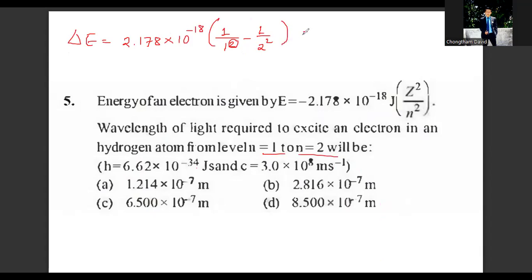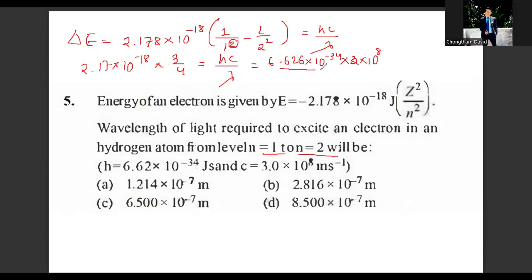Then this must be equals, according to Planck's quantum theory, hc by lambda. Now simply substitute the values of energy, 2.178 into 10 to the power minus 18. For simplicity's sake, I'm just writing 2.17, right? 3 by 4. This is the required value you have by far. So which is equals to hc by lambda. Okay. So what is the value of Planck's constant? 6.26 into 10 to the power minus 34, into what is the speed of light? 3 into 10 to the power 8. You know this, right?